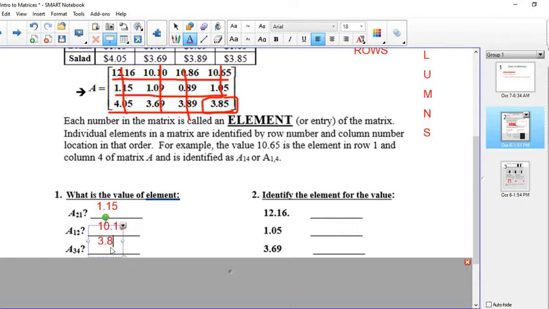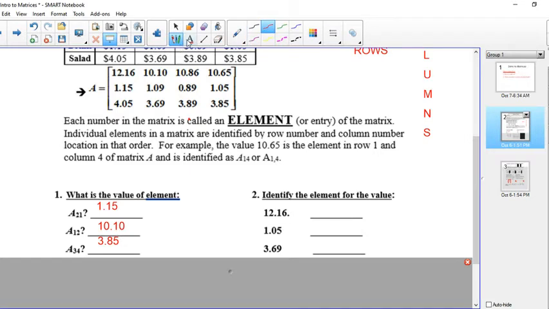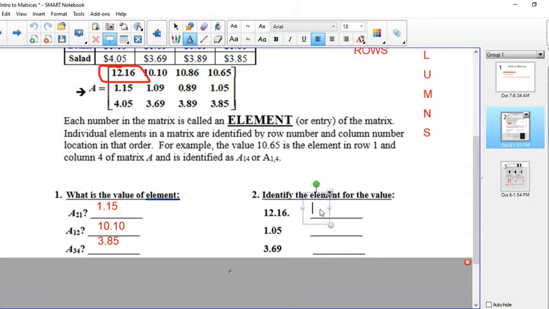Now that we know that, let's try to go in reverse order. Now, given the element, let's try to see if you can figure out what place in the table it would be, in the matrix it would be. 12.16, located right here. It's pretty straightforward. It's in the first row, first column. So that would be written as A, because it's matrix A, and then you would use a little tiny subscript below, 1, 1. First row, first column.